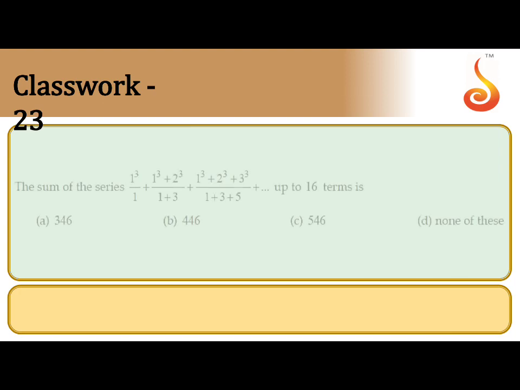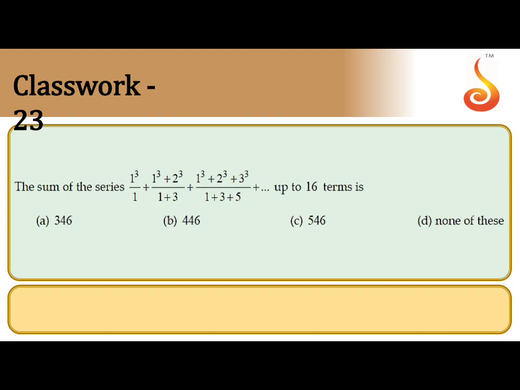So next one. This is a little long. Some of the series they ask up to 16 terms. The first term is 1 cube by 1. Second term is 1 cube plus 2 cube by 1 plus 3. Third is 1 cube plus 2 cube plus 3 cube by 1 plus 3 plus 5, like this given.